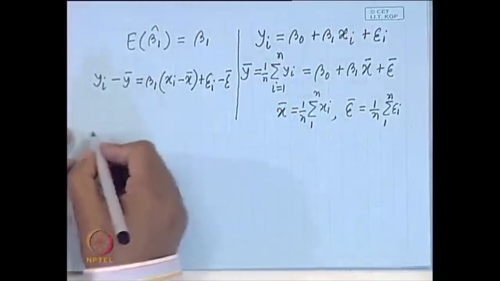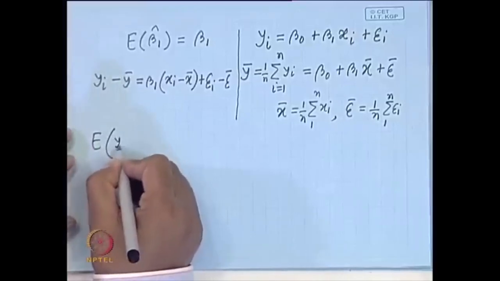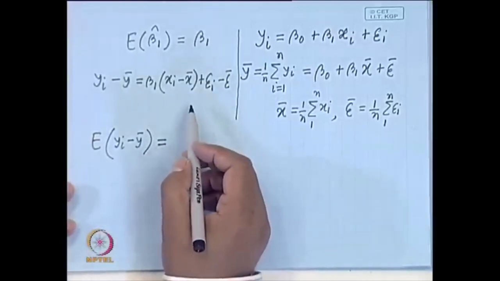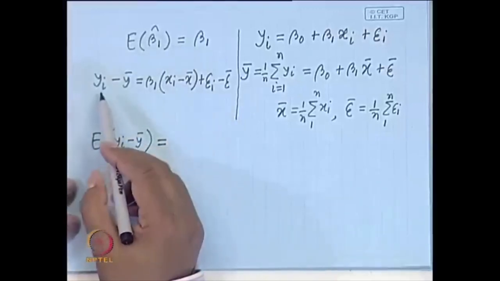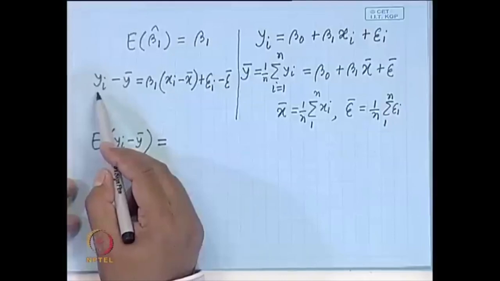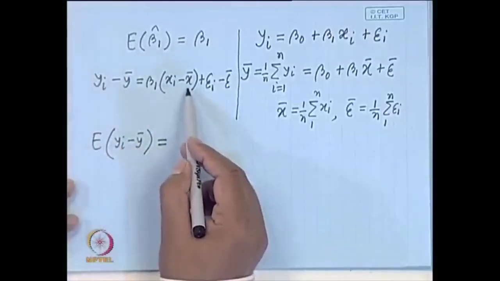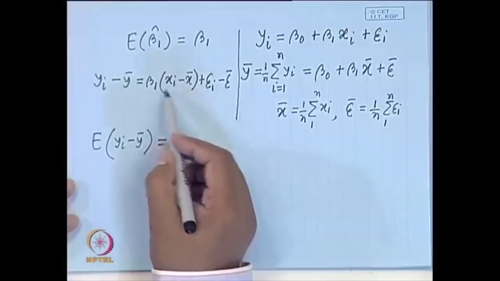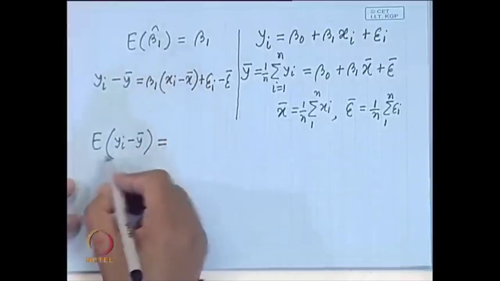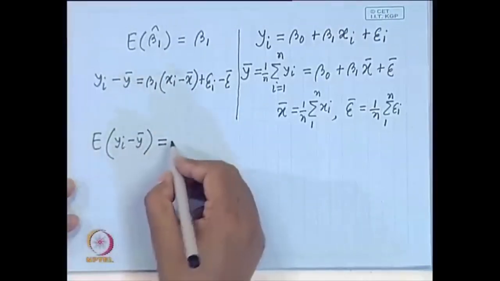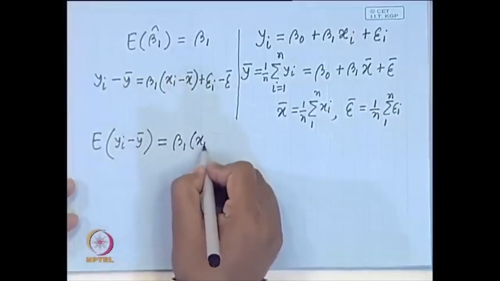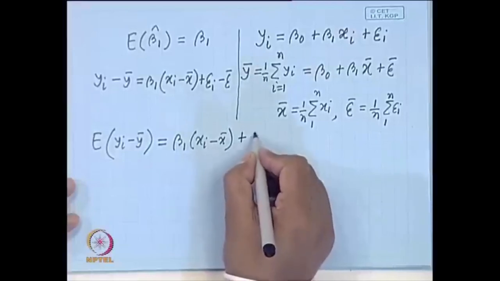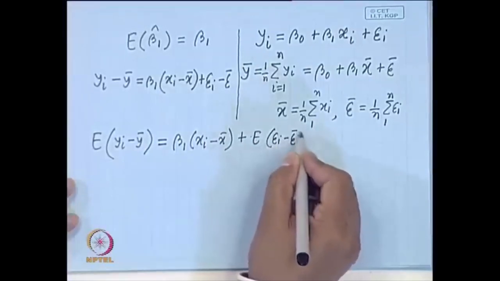Okay. So, the expected value of y i minus y bar is equal to, see, one thing you should always remember is that y, the response variable, is a random variable, but x is not a random variable, it's a controlled variable. So, for given i, this is just a constant. Okay. So, the expected value of y i minus y bar is equal to beta 1 times x i minus x bar plus the expectation of epsilon i minus epsilon bar.